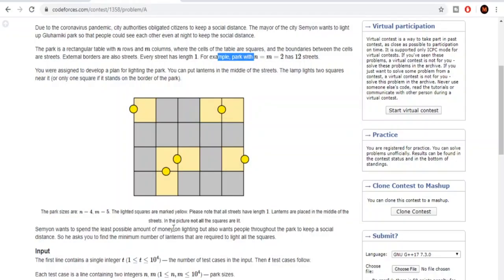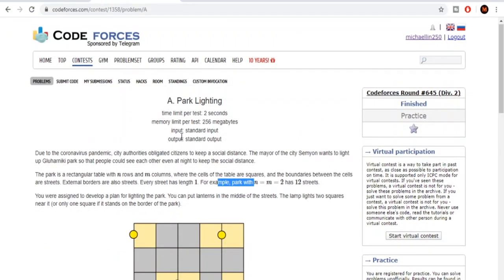All right, guys, we're going to go over the next problem of the Codeforces Division, 645A Park Lightning. Due to the coronavirus, city authorities obligated citizens to keep a social distance. The mayor of the city, Semyard, wants to light up the park so that people could see each other, even at night, to keep the social distance.